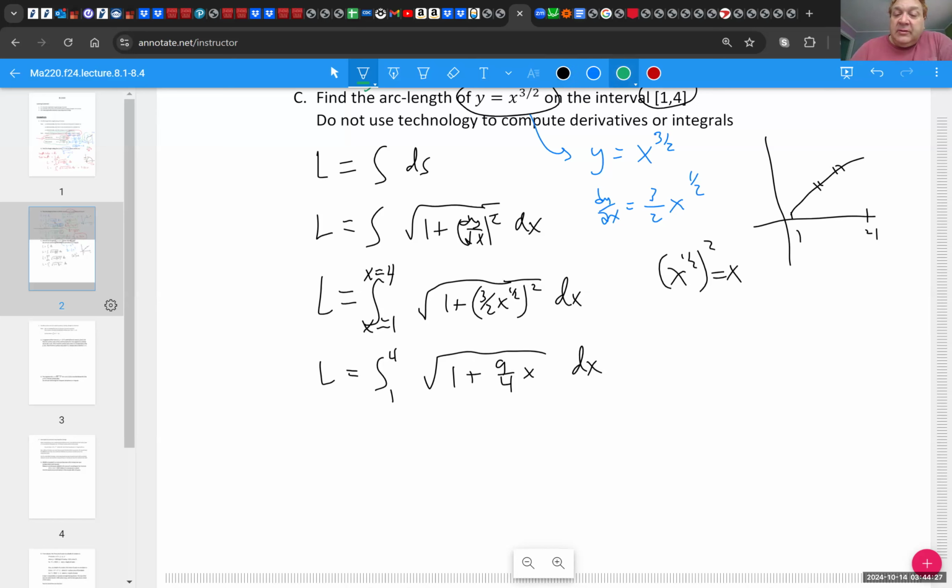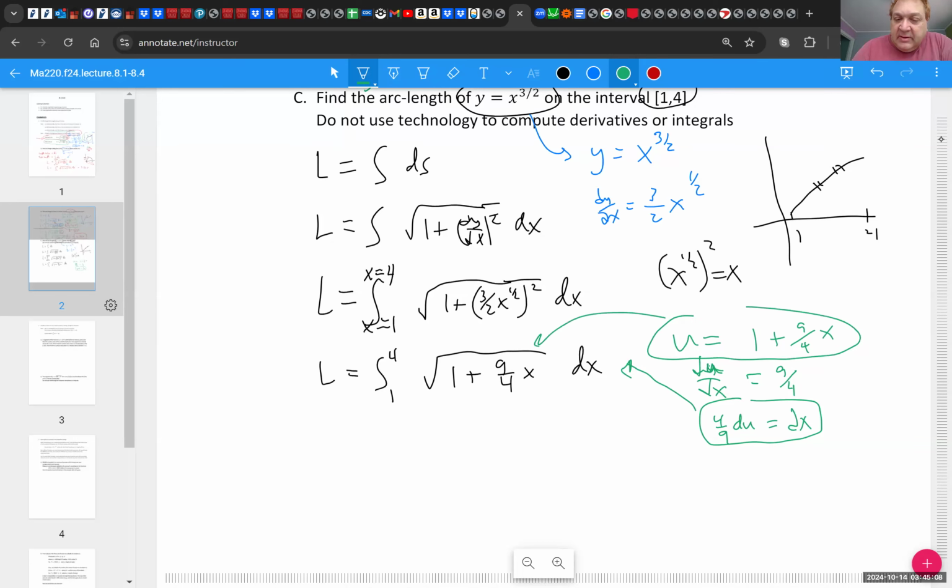So I'm going to use a u substitution, letting u equal the complicated part inside, 1 plus 9/4 x. I'm going to have to solve for dx to convert everything in terms of u's. So du/dx is equal to, well, the derivative of 1 is 0, and the derivative of 9/4 x is just 9/4. That means dx is equal to, if I move those over, 4/9 times du. So I'm going to put this version of dx into there, and I'm going to put this version of u into there and see what I get.